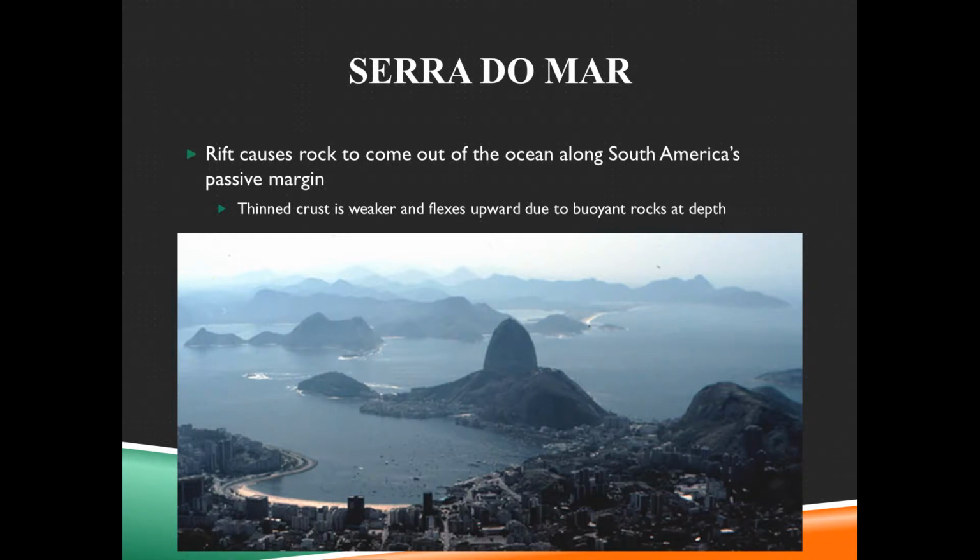Now, it didn't just pop through the surface abruptly. There was slow uplift as it flexed the weakened crust. Then erosion was happening at the same time, and the more durable parts of the rock are still there. The less durable parts of the rock have eroded away, leaving these really cool formations that are basically giant chunks of granite sticking out of the ocean.